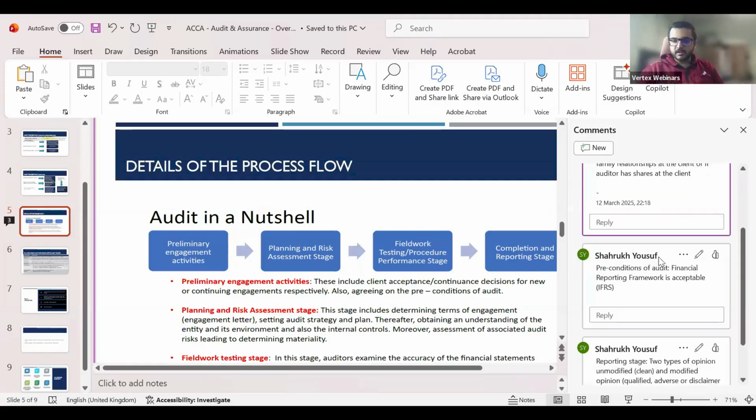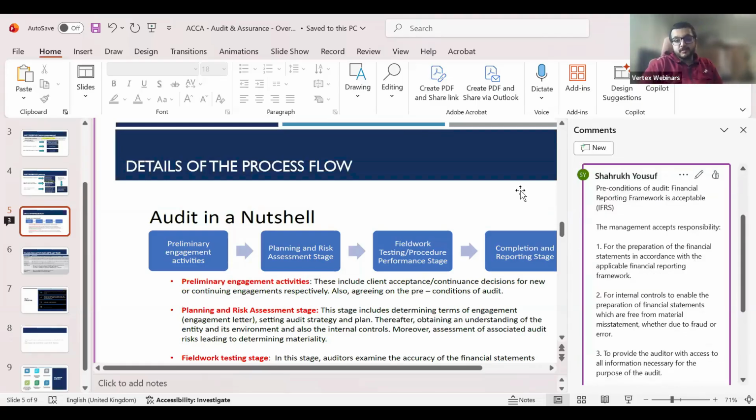Preconditions of audit. Again, preconditions of audit include that you need to confirm with the management, Mr. Management. Now, again, my friends, you don't have to cram this, you don't have to memorize this. All you need to do is understand this with logic. The main problem that students have in this exam is they try to memorize everything just because they think, oh, it's a theory heavy subject, we're going to memorize everything and we'll do well in the exam. No, that's not how it works.